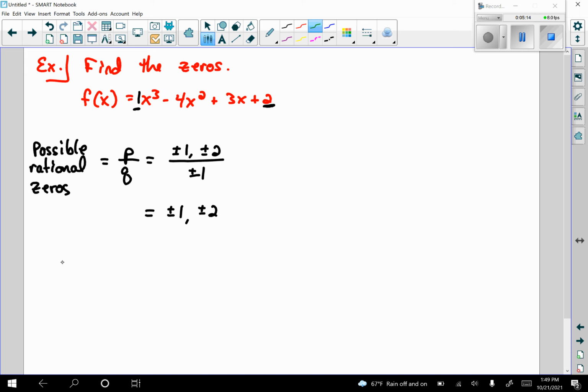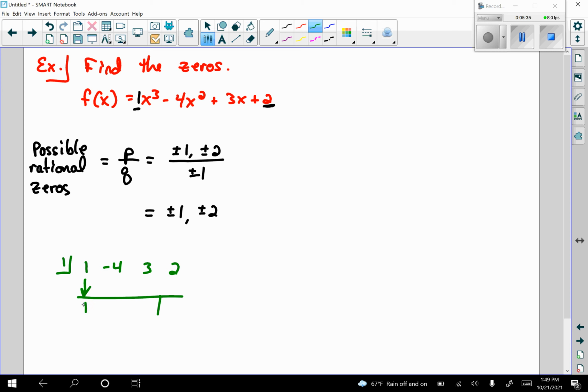I'm going to start with positive 1, and then I'm going to write out the coefficients. Remember, if we get a remainder of 0, then that number is a 0 of our function. So I'm going to have 1, -4, 3, and 2. So we'll go through this. We get a lot of practice with synthetic division in sections 3.3 and 3.4.